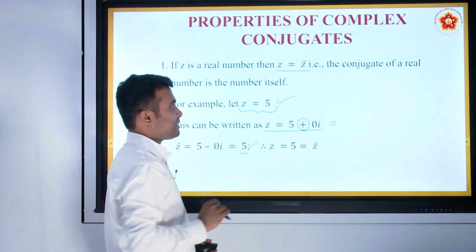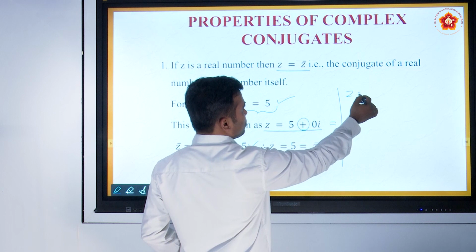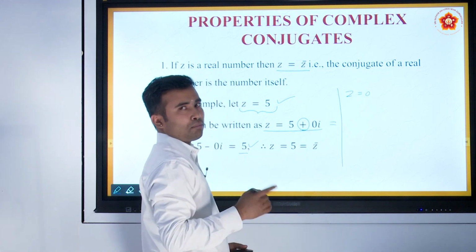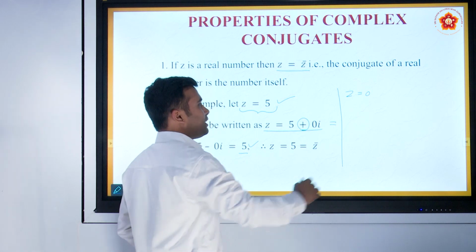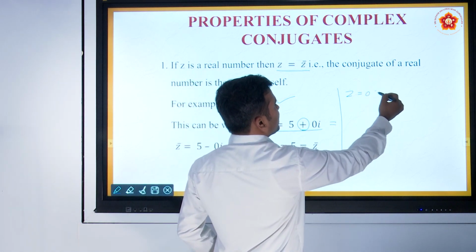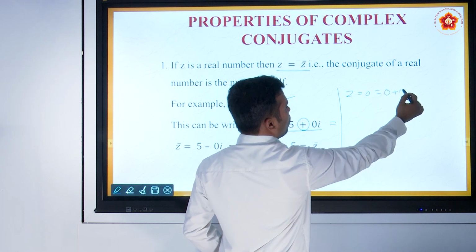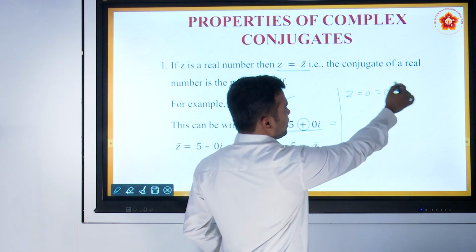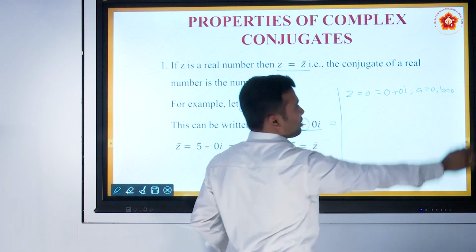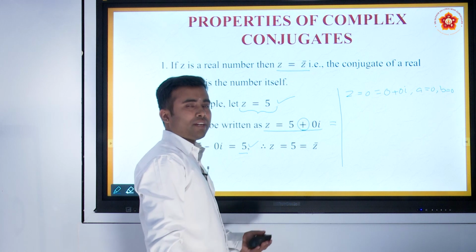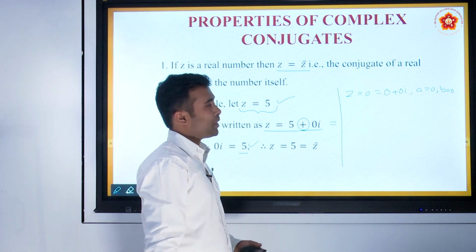We can have another example. If I take z is equal to 0, this is a particular case of a complex number. Z is equal to 0 is a real number. If you express this in the form a plus ib, you can write it as 0 plus 0i. Understand? So here both a is equal to 0 as well as b is equal to 0. This is a particular case. If a is equal to 0 and b is equal to 0, then it will be a real number.